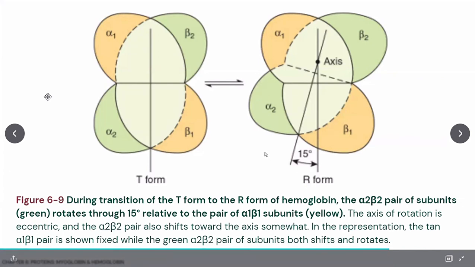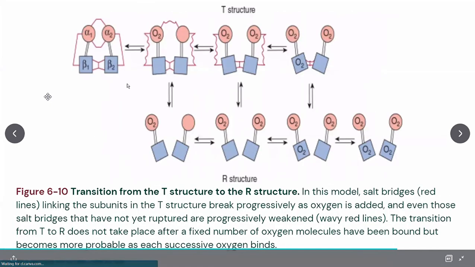And that movement breaks ionic bonds. These are the ionic bonds here. These red ones here are salt bonds. Okay. Here is our deoxyhemoglobin. No oxygen yet. Now this is threatened. There is oxygen already. So look at this. This becomes wavy. The hydrogen or ionic bonds or salt bonds are already threatened.